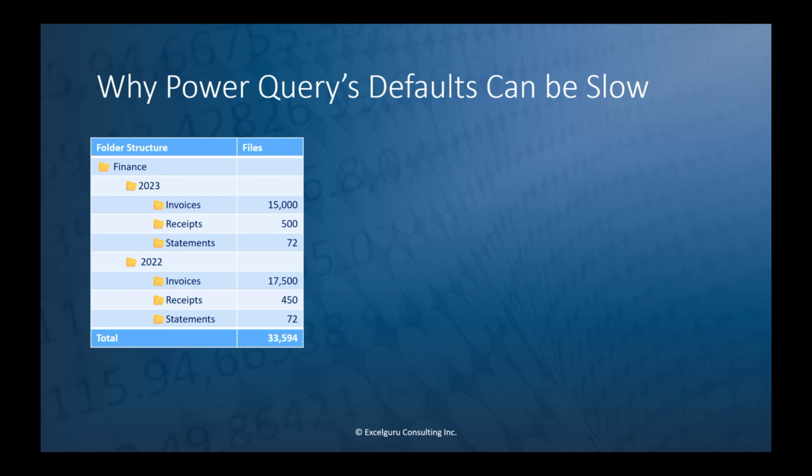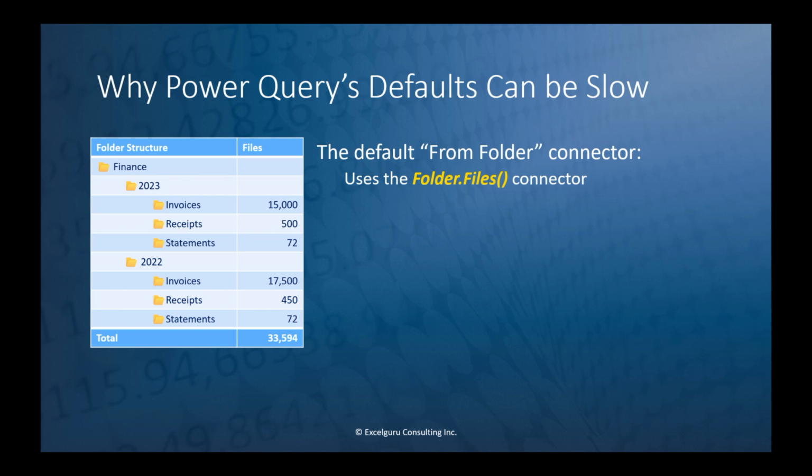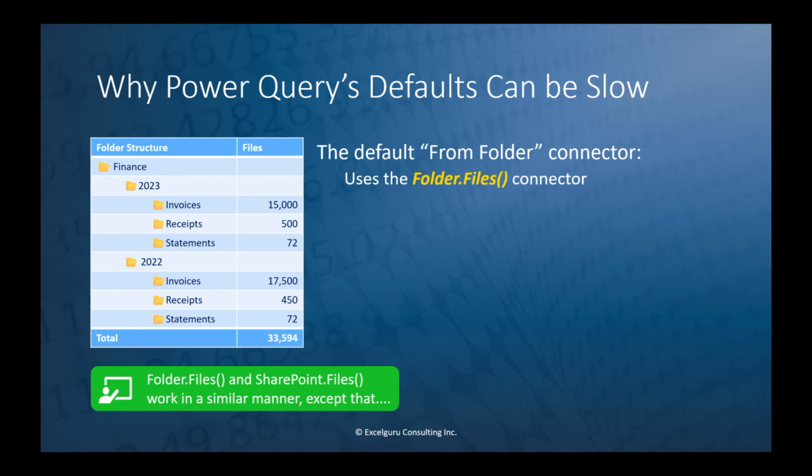Recursion is really hard to write as a programmer. Well, it's not really hard, but it's definitely a challenge for somebody who isn't good at it. So this is a really nice feature until it's not. Okay? The default From Folder connector uses this Folder.Files M code in order to connect to its folder root. If you're working with SharePoint, the only difference is instead of Folder.Files, you have SharePoint.Files. That's really the main difference. There is an API tag that goes into this as well, but they basically work in the same manner.